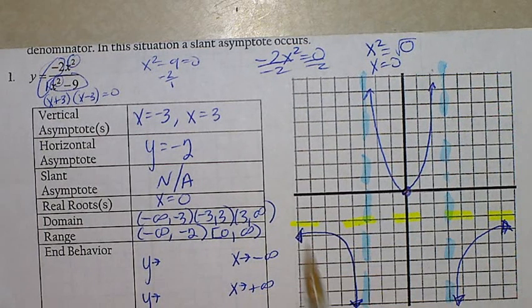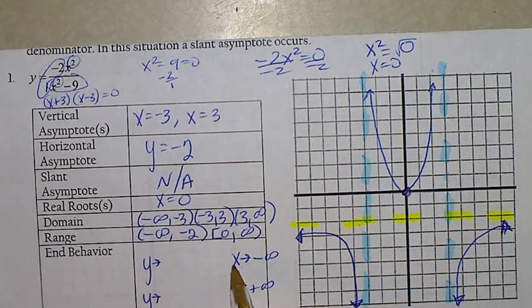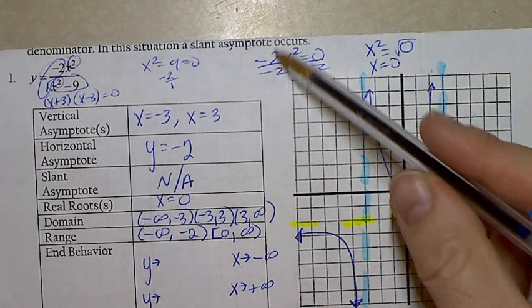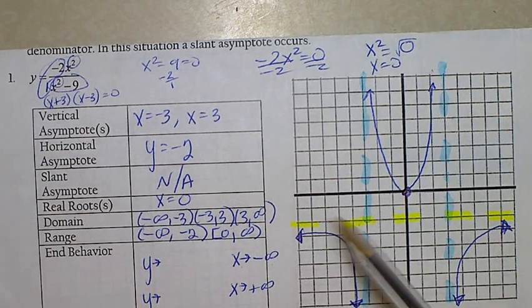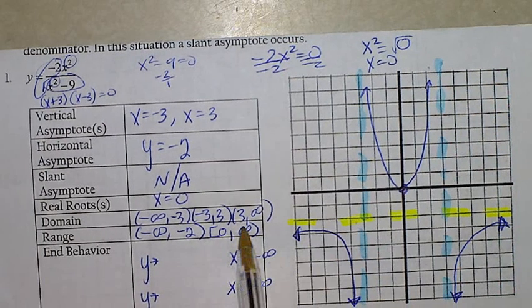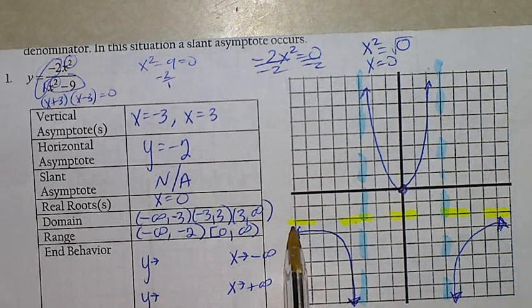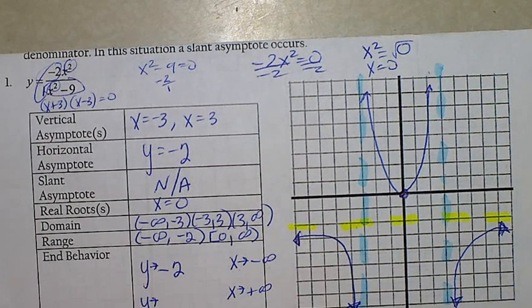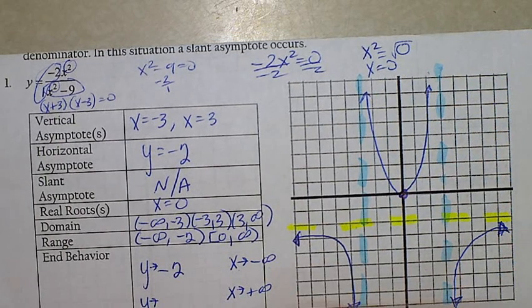As x goes to the left, so as I'm going to the left here, does it continue to go up with no restrictions? Does it continue to go down, or does it get closer and closer to one y value? That is the case, and it's getting closer and closer to the y value of -2. Same thing as I go to the right, it's getting closer and closer to the y value of -2.